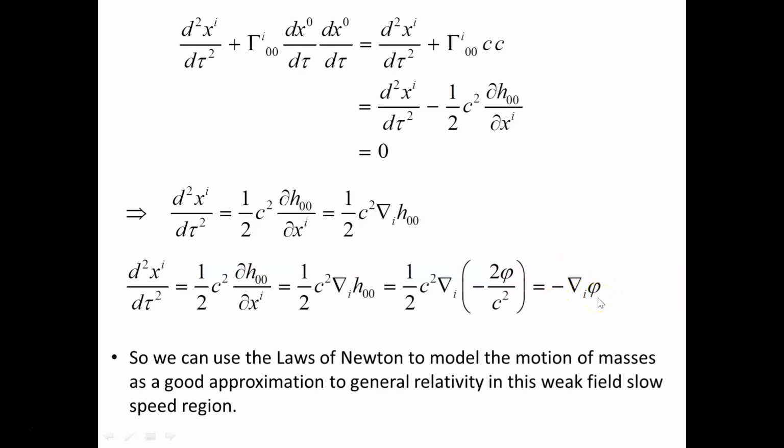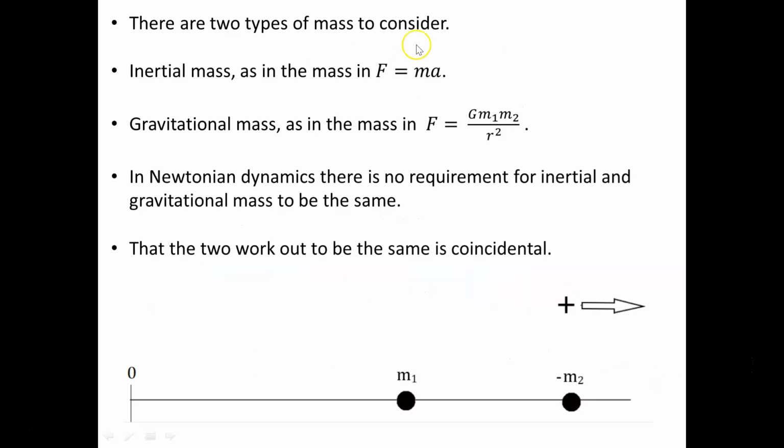So in the weak field slow speed case, Newton's laws are a valid approximation to general relativity and are suitable to deal with questions of general relativity. In the weak field low speed case, we can use Newtonian laws. All right, there are two types of mass to consider: the inertial mass, as in Newton's second law, F equals ma, the mass m here; and gravitational mass, as in the mass in Newton's law of gravitation, F equals this object here.